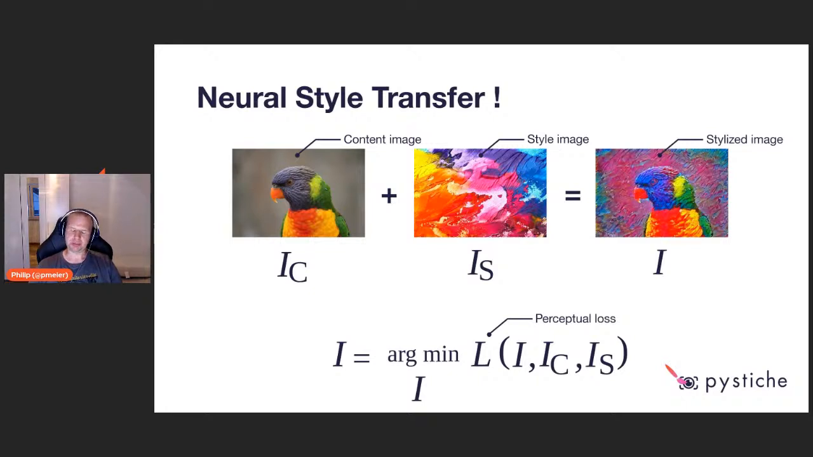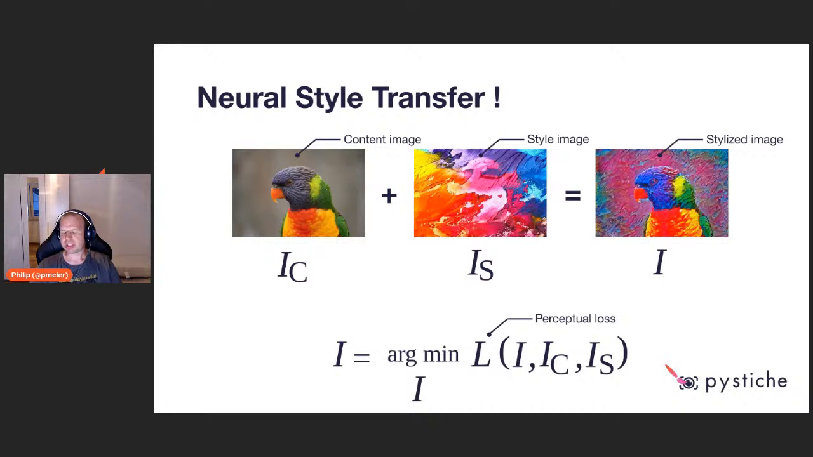How is the style transfer actually performed? The style transfer is posed as an optimization. And if this equation on the bottom looks scary, it really isn't. The arg min operator says: try to minimize the argument behind me, which is this big L, a function of all three images that we see above, called the perceptual loss. Minimize this perceptual loss with respect to the stylized image. And this is the only thing that we need to do to perform this neural style transfer.